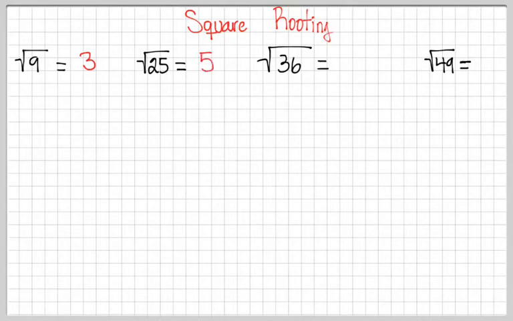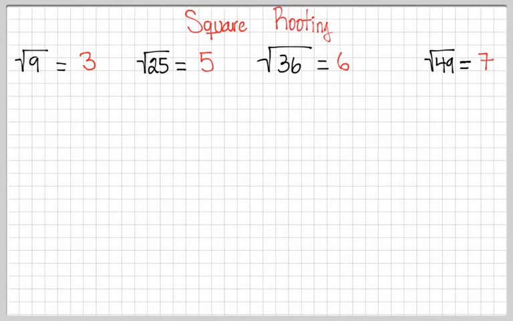If we look at the square root of 36, same thing. 36 is a perfect square because it's made up of 2 factors, 6 times 6. So the square root of 36 is going to be 6. Just like the square root of 49 will be 7, because 7 times 7 is 49. And we can go on and on. We can go to the square root of 64, square root of 81, square root of 100, and so on.